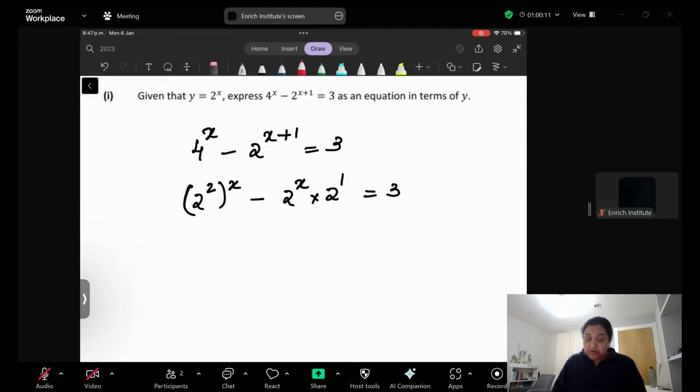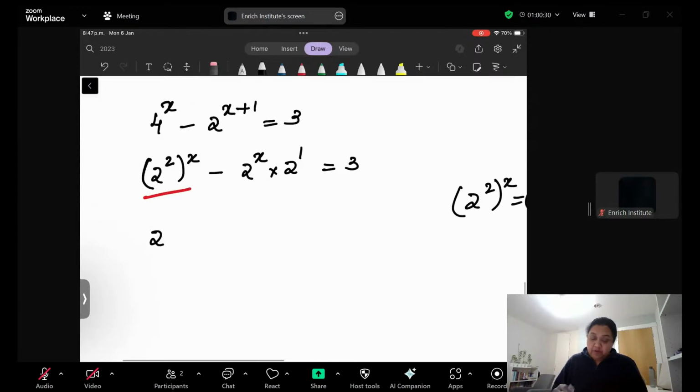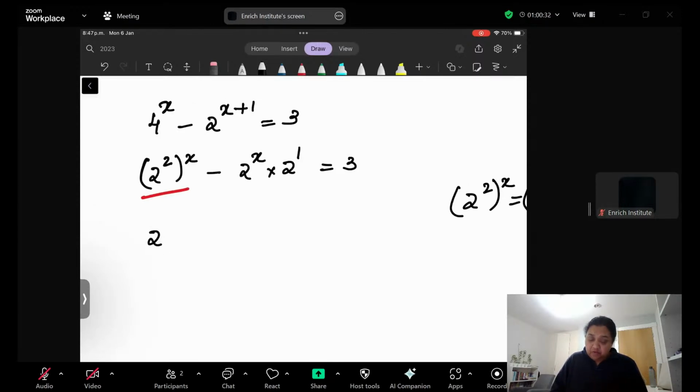Now, let me take this one. 2 to the power of 2. Okay, that also again I want to explain it here. 2 to the power of 2 to the power of x can also be written as 2 to the power of x to the power of 2. You can interchange it, because when multiplying the exponents, it is fine.